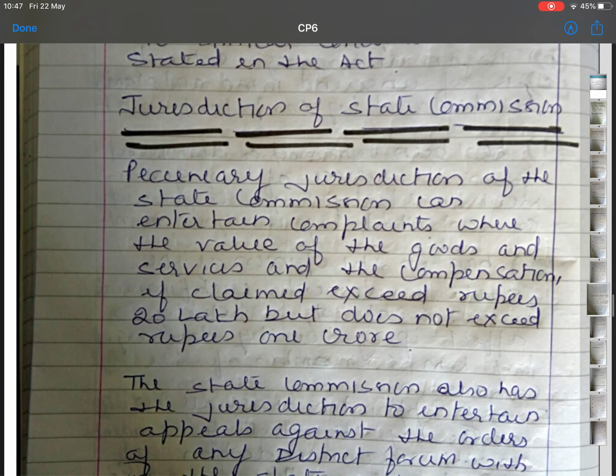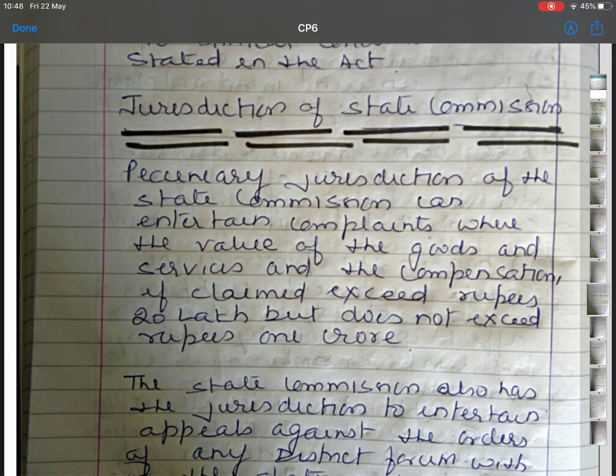The state commission can entertain complaints where the value of the goods and services and the compensation, if claimed, exceed rupees 20 lakh but do not exceed rupees 1 crore. So very clear, the state commission can entertain complaints from 20 lakh to 1 crore. Below 20 lakh, the complaints will be filed in the district forum.